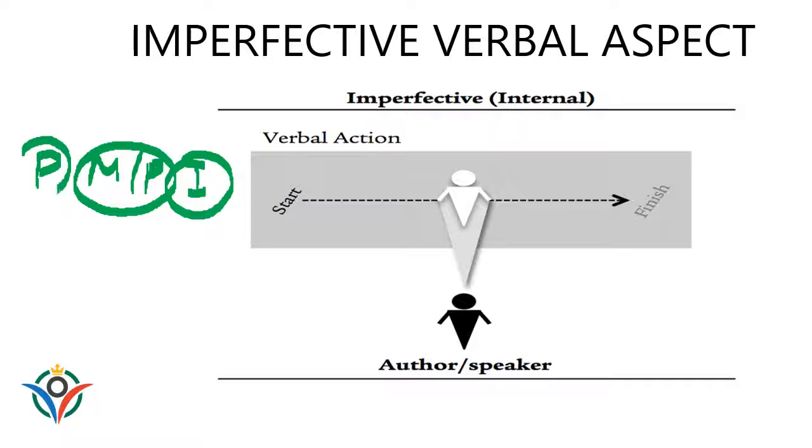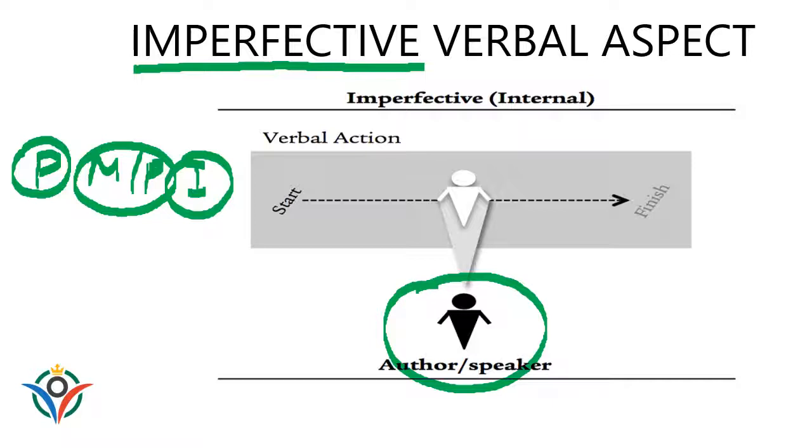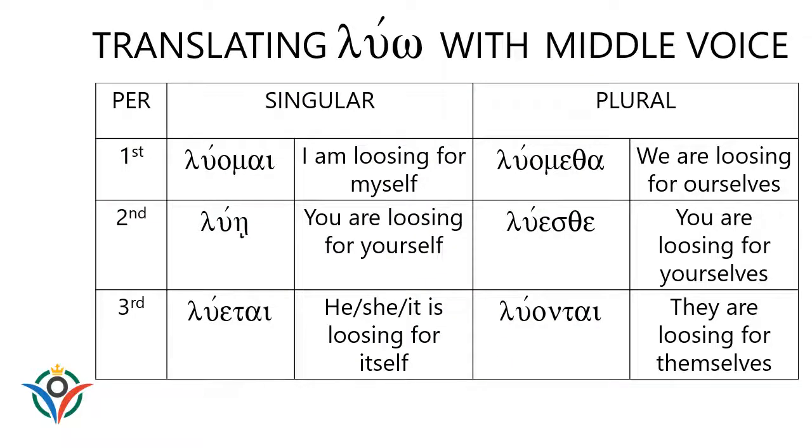And then the present tense is related to the imperfective verbal aspect again. And using this diagram, that is when the author or speaker is telling us about the kind of action that is ongoing or in process, and therefore we need to translate it as such. So let's begin with how we would translate luo with the middle voice.